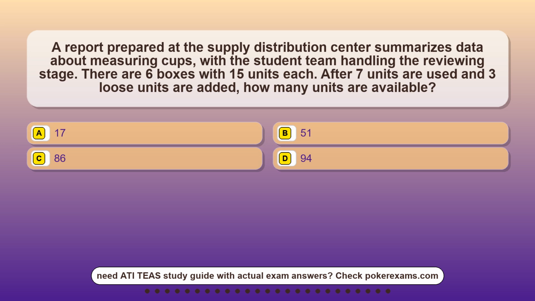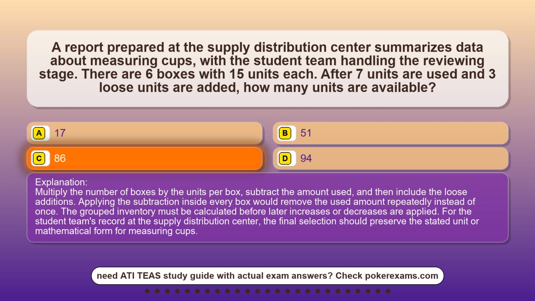Question 7. A report prepared at the Supply Distribution Center summarizes data about measuring cups, with the student team handling the reviewing stage. There are 6 boxes with 15 units each. After 7 units are used and 3 loose units are added, how many units are available? Option A, 17. Option B, 51. Option C, 86. Option D, 94. The correct answer is option C, 86.